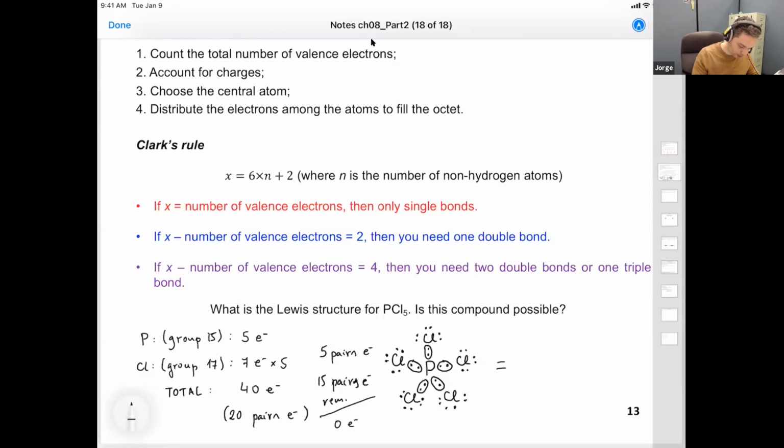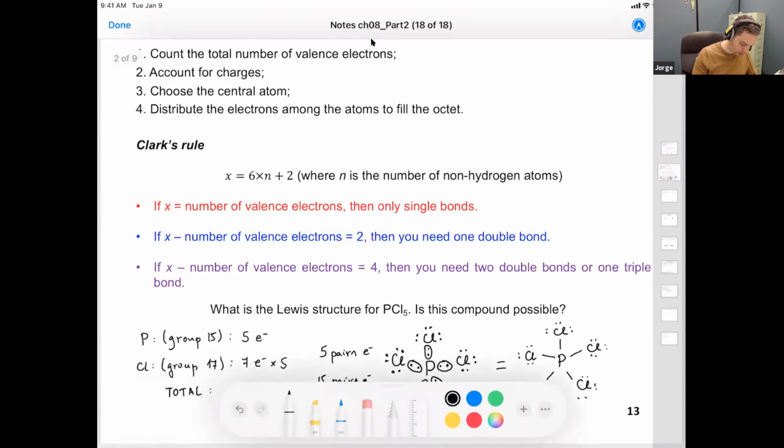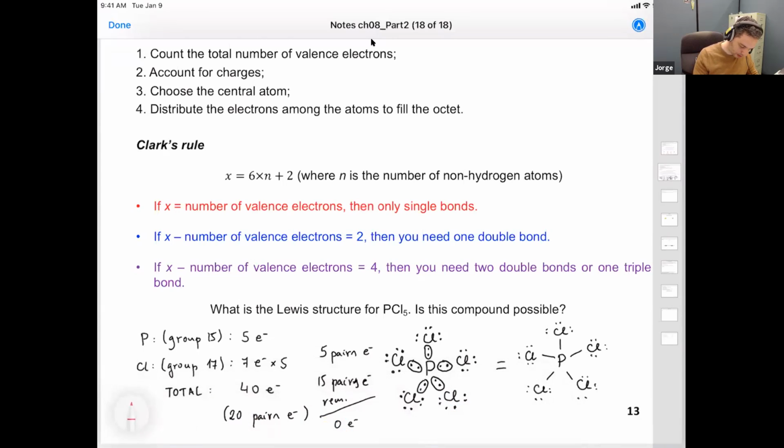This structure can be also represented using this notation. Each covalent bond has a solid trace, and I would like you to always show me the non-bonding pairs in the structure, because that's going to be important in the future. So remember that the pairs that are not being shared, those are called lone pairs.